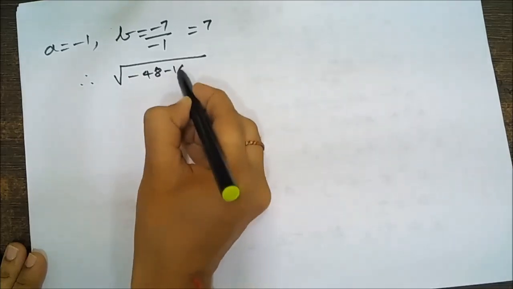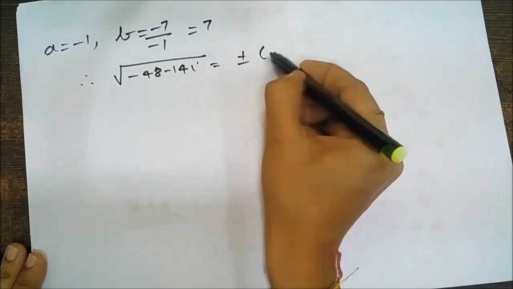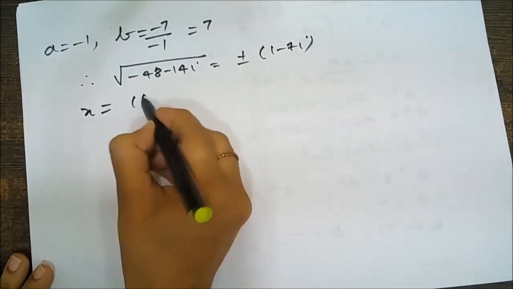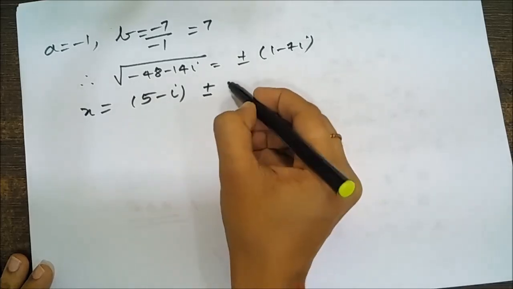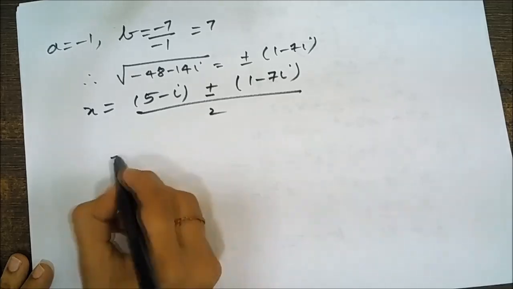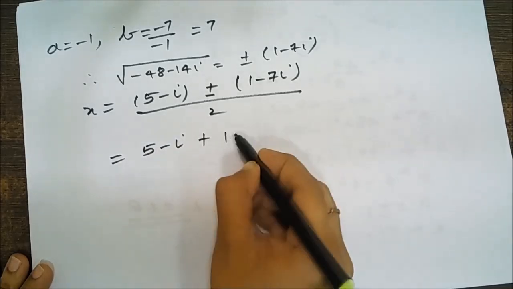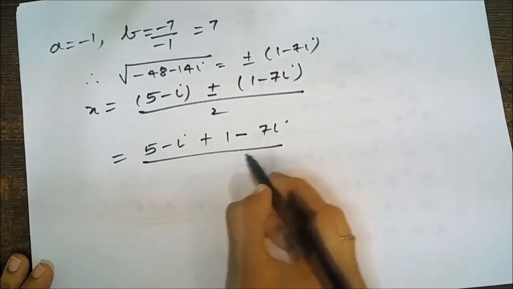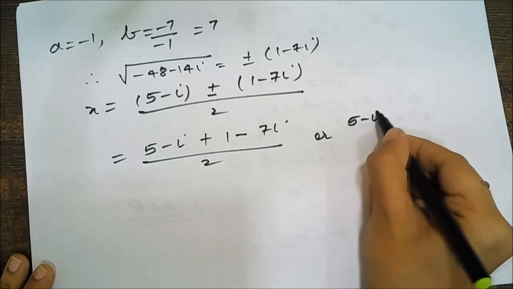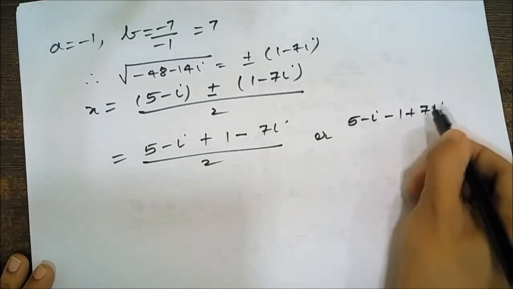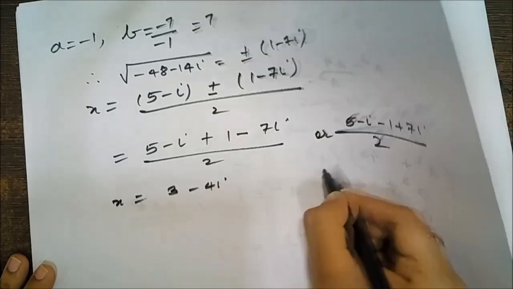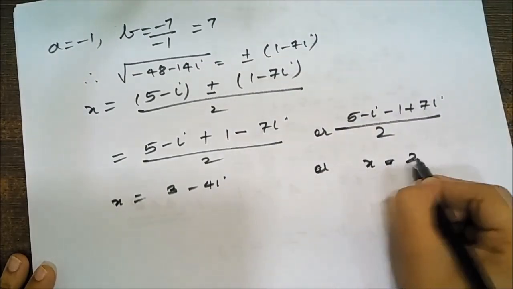Root of minus 48 minus 14i is equal to plus or minus (1 minus 7i). x is equal to 5 plus i plus or minus (1 minus 7i) upon 2. So x is 3 minus 4i or x is 2 plus 3i.